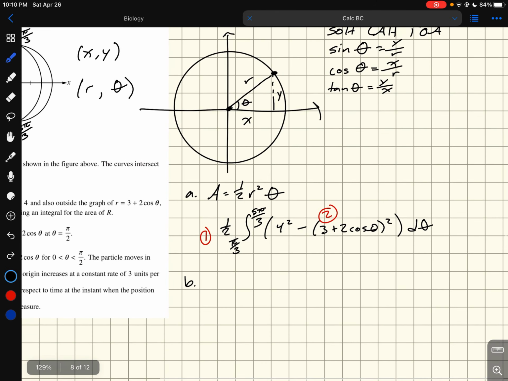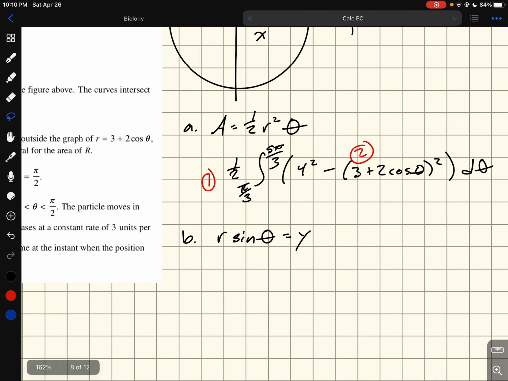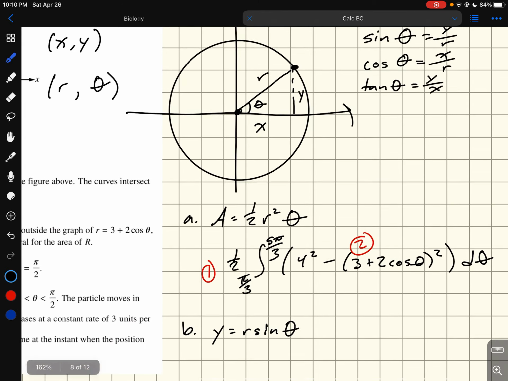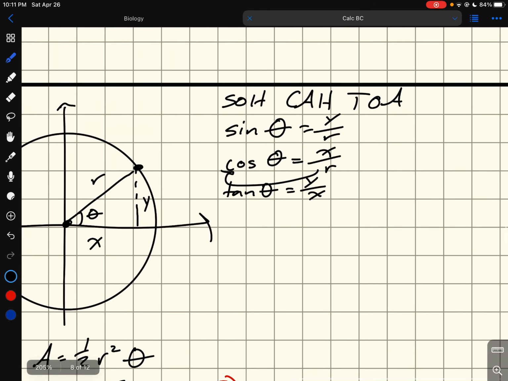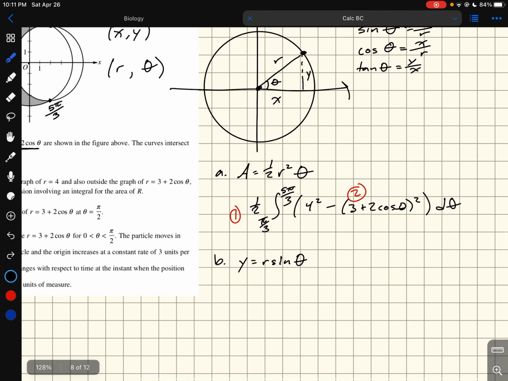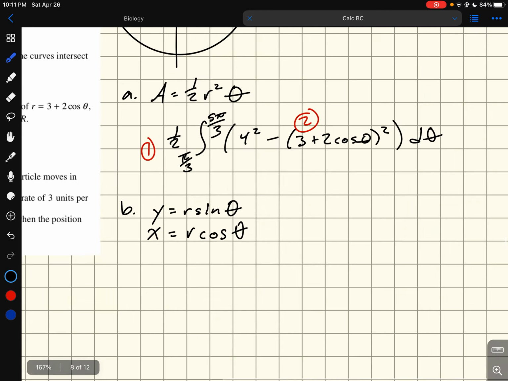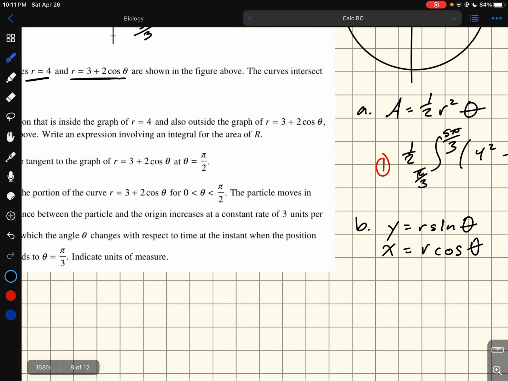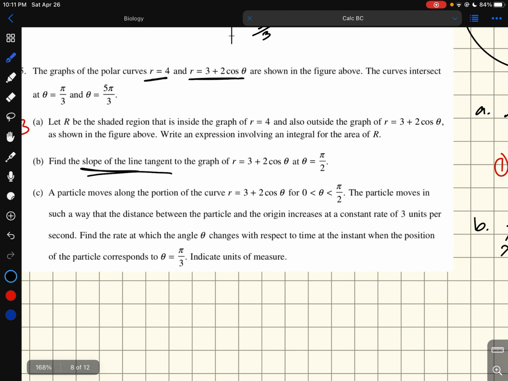So that becomes r sine of theta equaling y. Actually, why don't I write this the other way around? y equals r sine of theta. And then we just do the same thing to cosine, just put this one over here to get x by itself. So x equals r cosine of theta. And then we want the slope of the tangent line. So slope is dy dx.